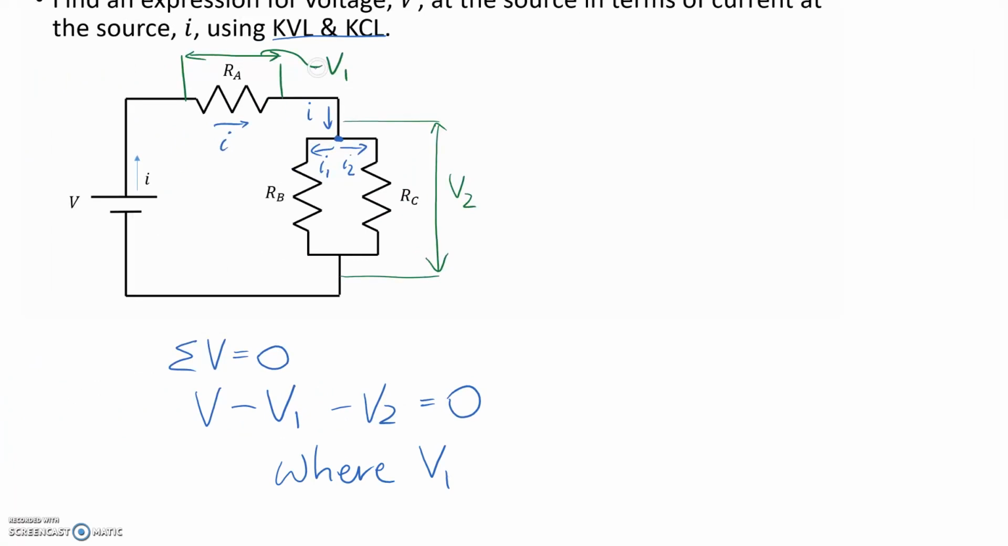So that means that we can write V1 here, it's equal to the current going through it, which is I, times the resistance, which is RA. Alright, so that one's already done.